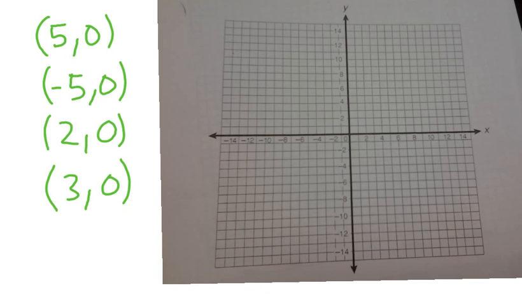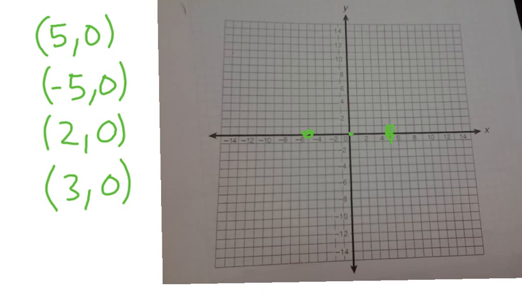Okay, now we've talked about lots of points that lie in quadrants 1, 2, 3, and 4, but we haven't talked about the points that lie on the x or y axis. So let's graph these points and see where they lie. You start at the origin and you go over 5 and you get right there, and that's 5, 0. Well, guess what? Negative 5, 0 is right here.